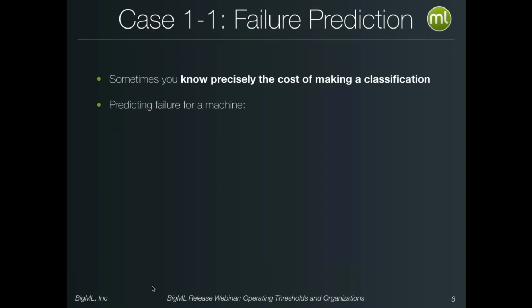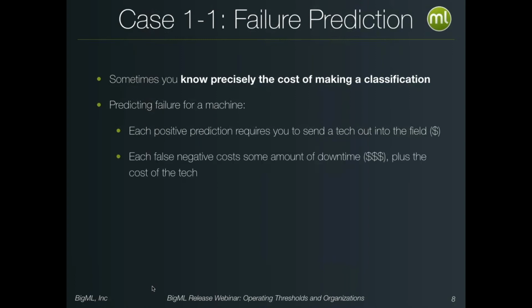So let's say you're predicting failure for a big industrial type of machine. And if your model predicts that the machine is about to fail, you want to send a tech out there to do some repair work on it. So in this case, every time you predict positively, you have to pay the cost of sending the tech out into the field. That is some cost.